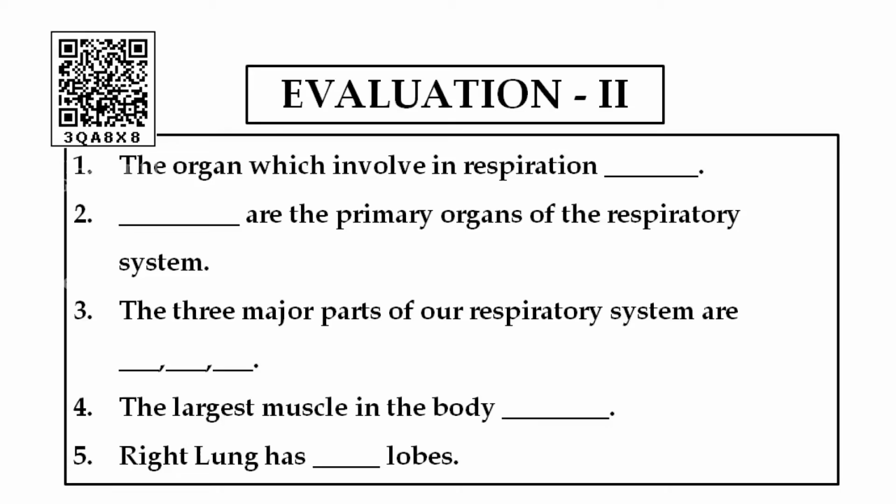Okay, children, move on to the next question. The largest muscle in the body. I told you what the largest muscle in our body is. So, the largest muscle in the body is the diaphragm. You are correct. Next, move on to the next question. The right lung has 3 lobes. Yes, children, you all did correctly.